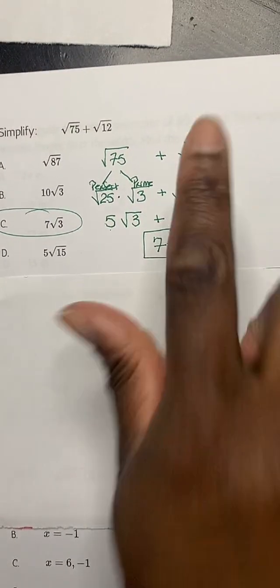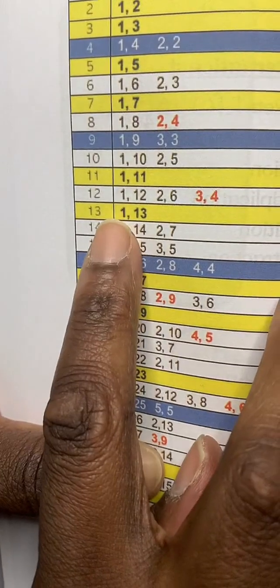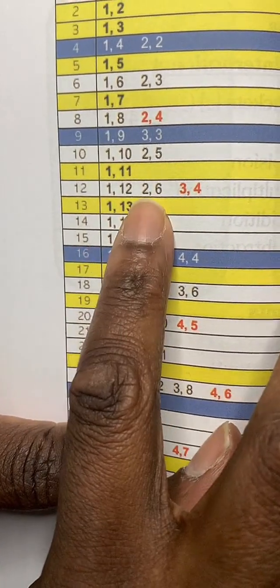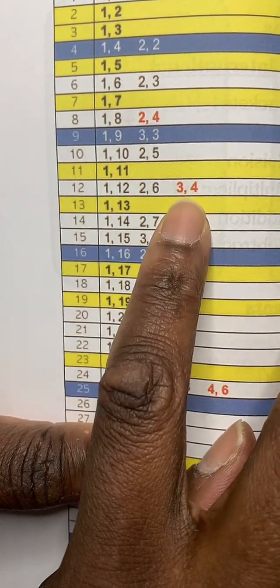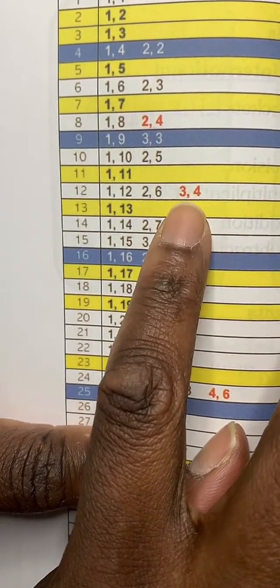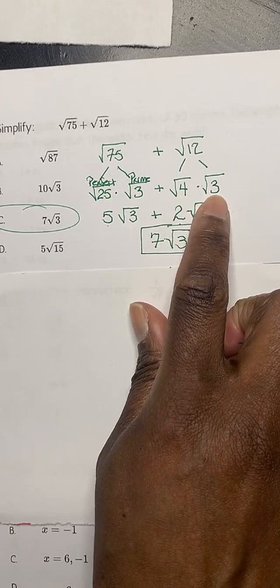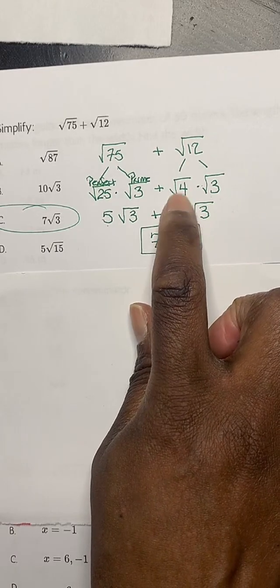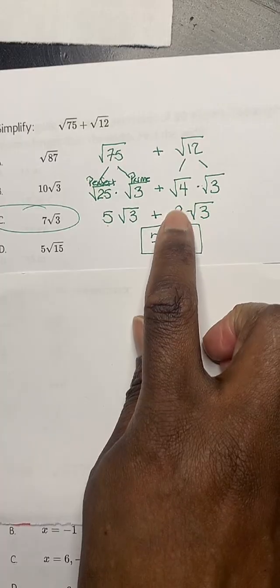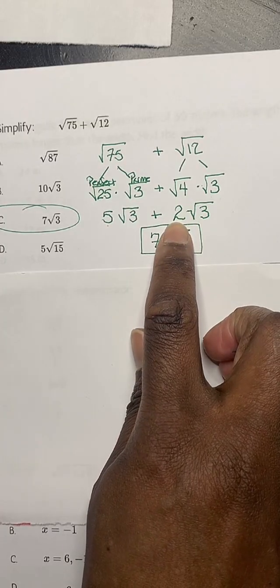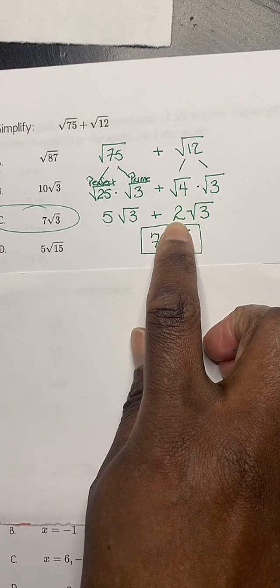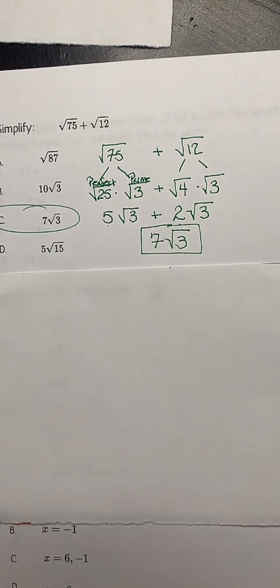If I wanted to do the 12, I can go to my factor sheet. So looking at 12, we got 1 and 12, 2 and 6, 3 and 4. What's in red? 3 and 4. So that means I can use the square root of 4 and the square root of 3. I always like to put my perfect in front because it's an easy transition when I get to the next step. Okay? Where did I get this factor sheet from?